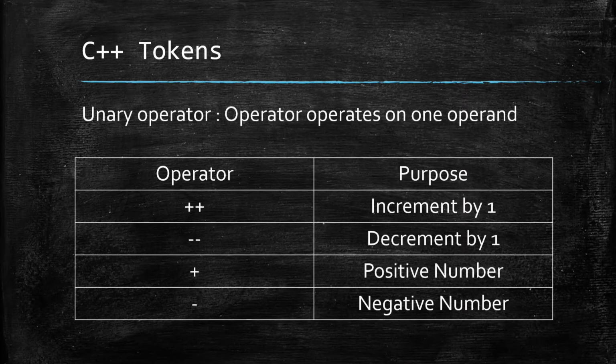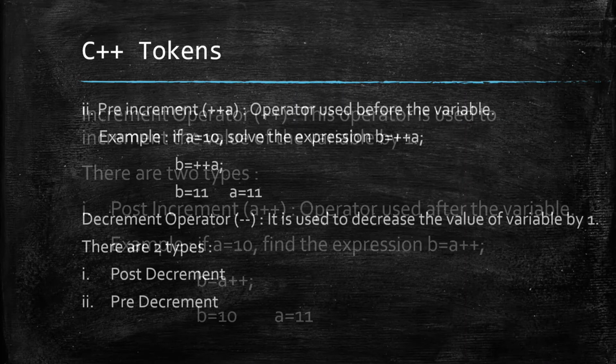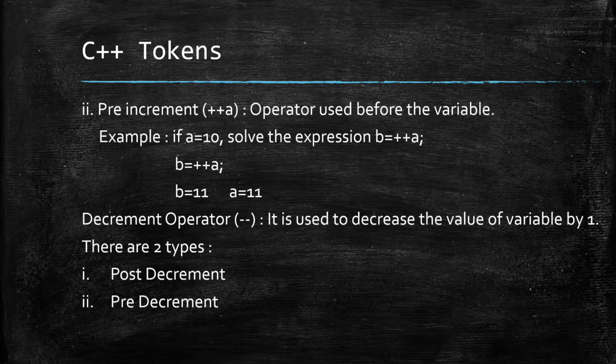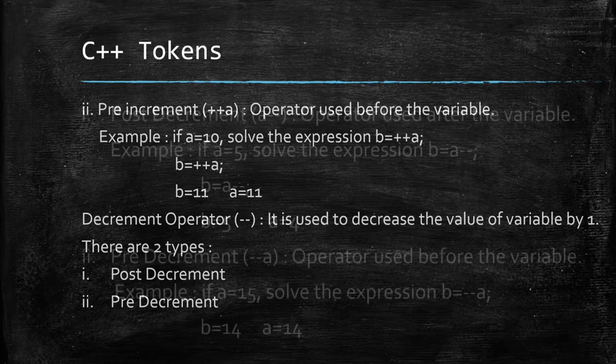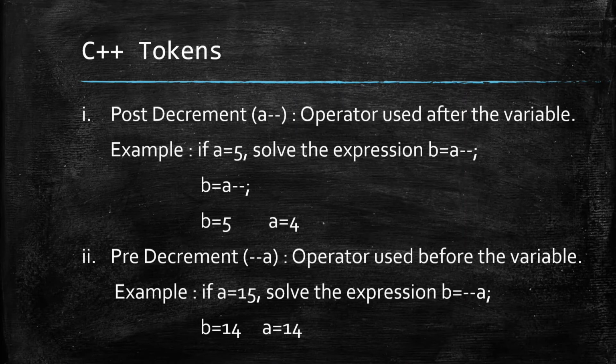Now coming to the decrement operator. So decrement by 1, that is the purpose. So let us see. The decrement operator is minus minus. It is used to decrease the value of the variable by 1. So we decrease the value of the variable by 1 here. There are two types, post decrement and pre decrement, same as your increment. Here also the procedures are the same, but here you will minus. That's all. You will subtract here. There you will add. Fine.